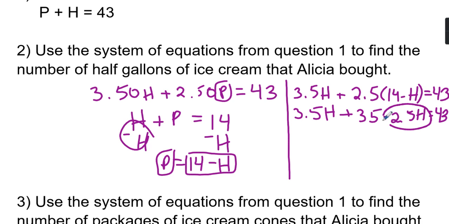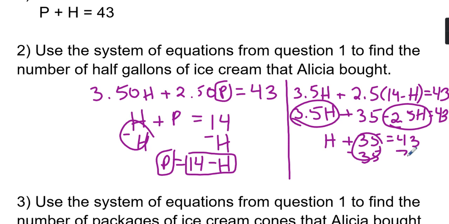Then I combine the like terms, negative 2.5 and 3.5 is positive 1, so just 1H plus 35 equals 43. Subtract 35, and I get the number of half gallons is 8 half gallons.